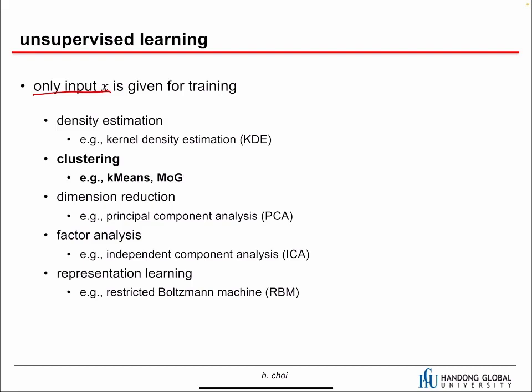There are a couple of things that we can do. First, density estimation. We already talked about it before. Then in this chapter, we're going to talk about clustering. Next is dimension reduction in the next chapter. And we have factor analysis. With factor analysis, we're going to talk about hidden factors, the causes, important factors, and then representation learning.